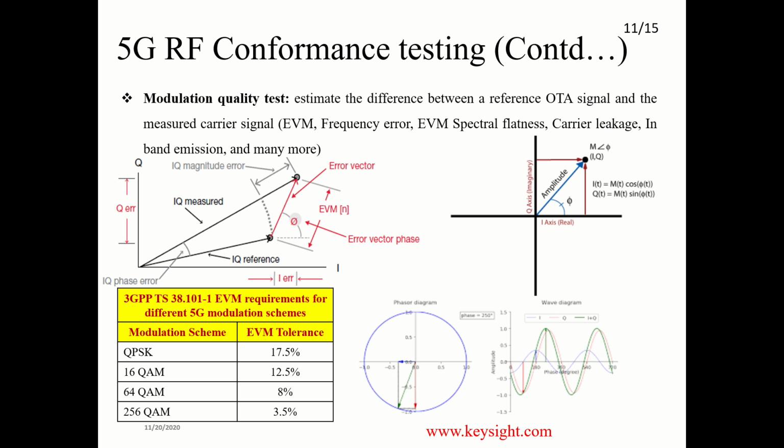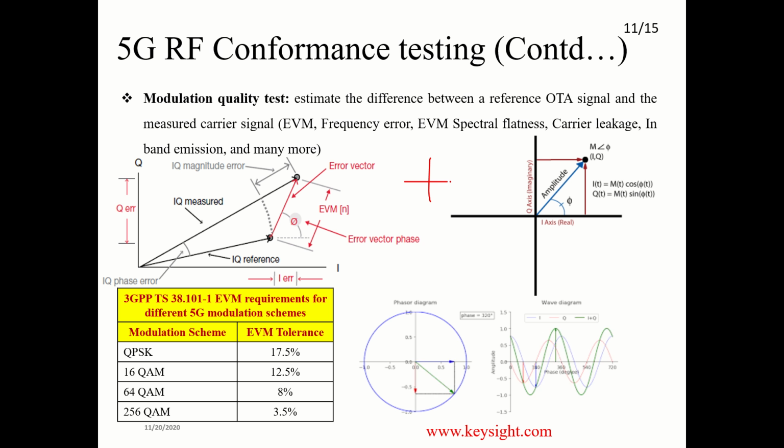RF components. Next is modulation quality testing. In modulation quality testing, the first and foremost parameter is error vector magnitude. So let us spend some time on this. You can see here your modulation constellation, we used to call it the modulation constellation.